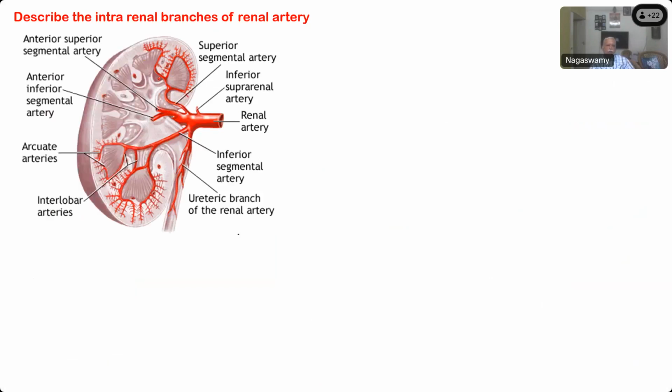Describe the intrarenal branches of the renal artery. Of course, we have seen that, but to make it easier, the renal artery first divides into, as I said, an anterior and posterior division, and it goes to the segmental arteries, then the interlobar arteries. See this turn that is happening, that is the arcuate artery. You can see the name given here: the interlobar artery comes here and then goes on the side of the pyramid, turns acutely like this.